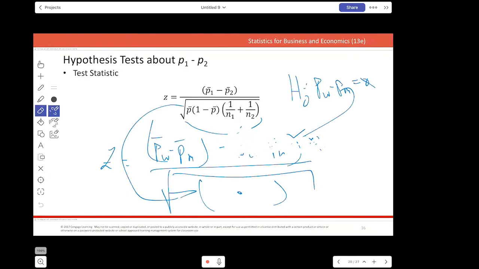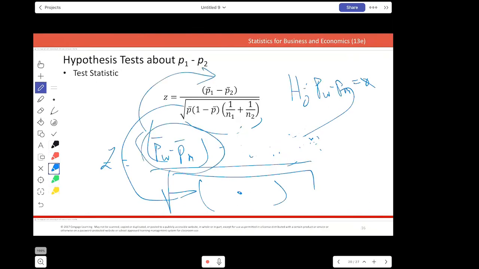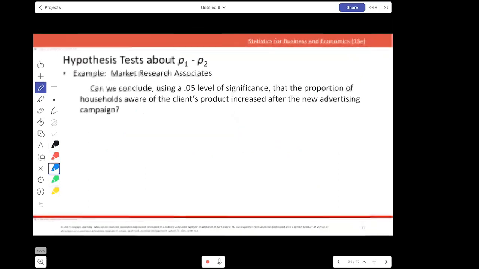And as you can see, by getting rid of it because it's 0, you're left with that piece right here, which is what you've seen up here, and then, of course, over the standard error. So that's how we end up with this test statistic, okay? All right, let's do an example now.